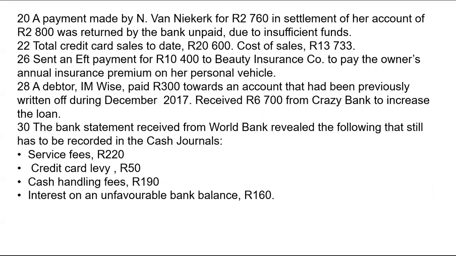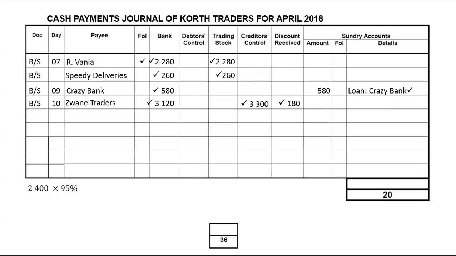A payment made by Anne van Niekerk for 2,760 in settlement of her account of 2,800 was returned by the bank unpaid due to insufficient funds. Note that cancellation of payments will be recorded in the CPJ. When we cancel the payment that was made by a debtor, it will be recorded in the CPJ. We will record that in our cash payments journal.